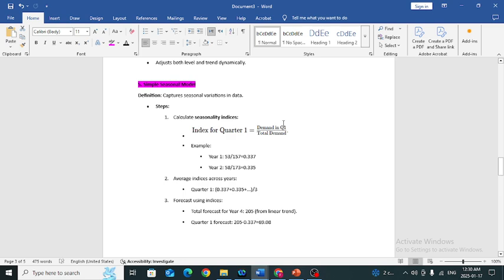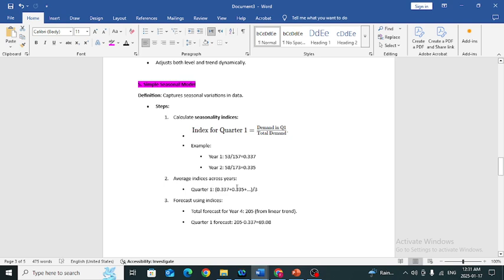Dividing the demand in quarter 1 by the total demand gives 0.337, and for the year 2, dividing the demand in quarter 1, 58, by 173. According to this, we arrive at this number, 0.335.